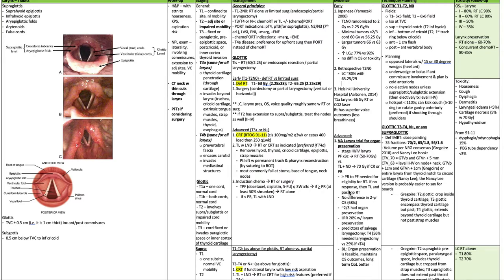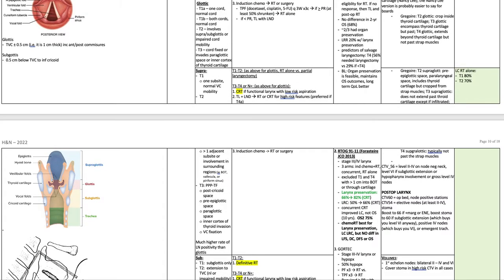Local regional recurrence is 20% with larynx preservation. Predictors of salvage laryngectomy were T4 tumors: 56% needed laryngectomy versus 29% of less than T4. Bottom line from the VA Larynx trials, organ preservation is feasible. It maintains overall survival outcomes at around 68% and has better long-term quality of life.